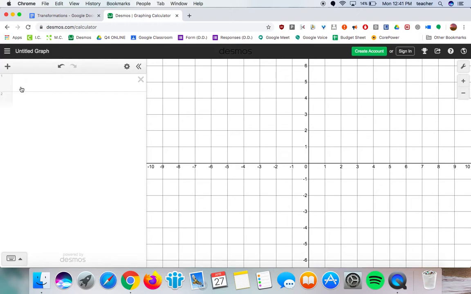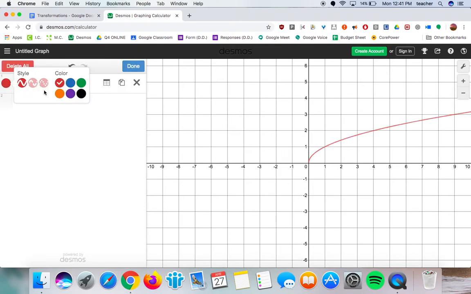So I'm going to go ahead and include my parent function, which is the square root of x. And I'm going to give that to you in red as a red dotted line. And I'm going to leave that in there just so we can see, because remember, a transformation is a shift or a change from our parent function. So here's our parent function.